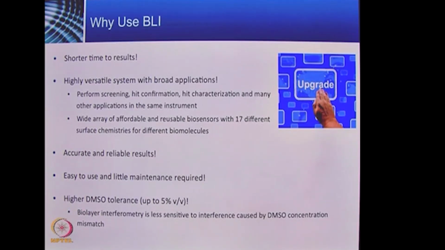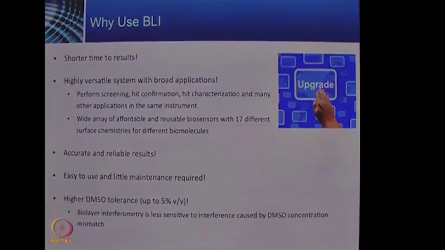Lastly, if you're working with small molecule samples, this system allows you to analyze samples in DMSO up to 5% of the concentration. So here, I hope that after going through this lecture, you have a better understanding of the BLI technology, and also understand how this technology will help you in your protein research.